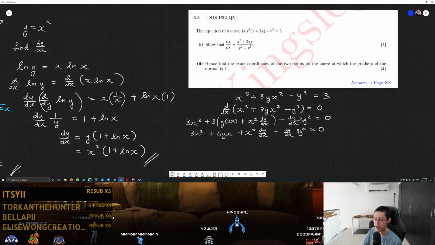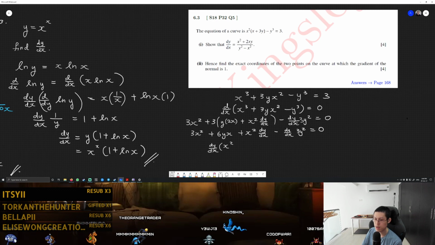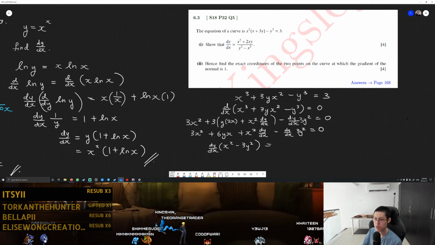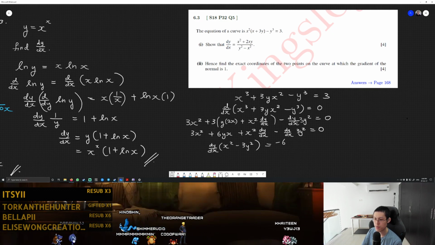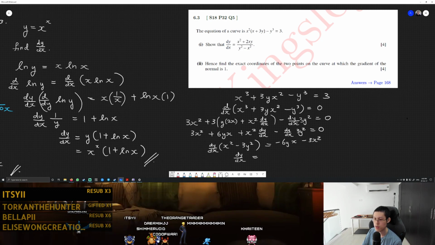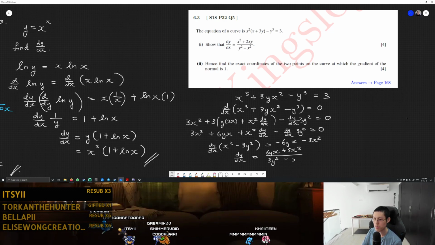So we're going to have to factorize the dy/dx from the terms with dy/dx. That is x squared minus 3y squared. And the rest we're going to throw onto the other side, which gives me negative 6yx minus 3x squared. So dy/dx must be equal to 6yx plus 3x squared over 3y squared minus x squared.